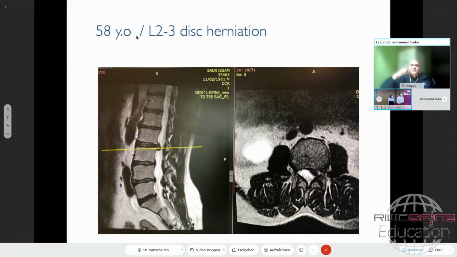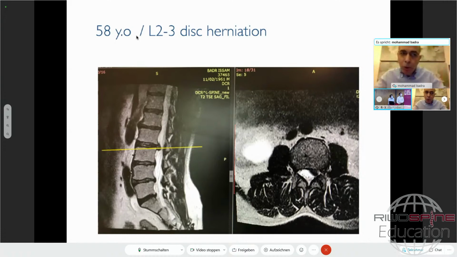But this can be done, and a lot of people do it through the transforaminal approach. I totally agree, but this is how I do it. I combine the safety with the efficacy with the time limit. So all of these factors I take into consideration before I decide whether to go transforaminal or interlaminar.